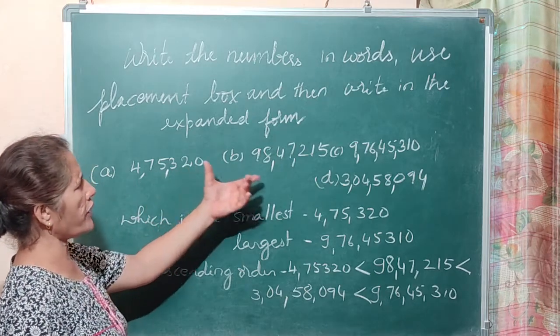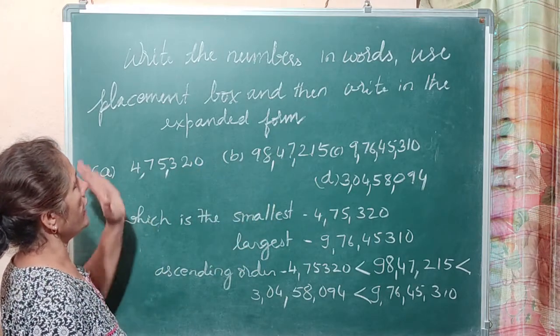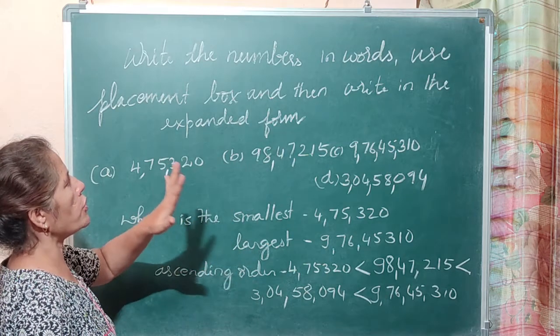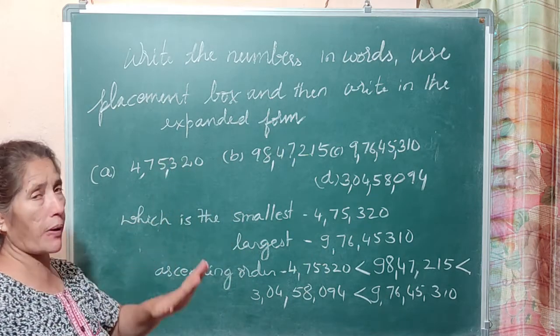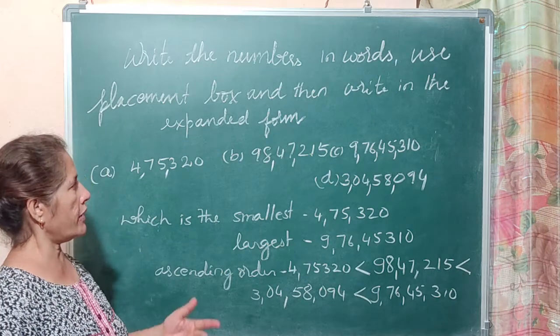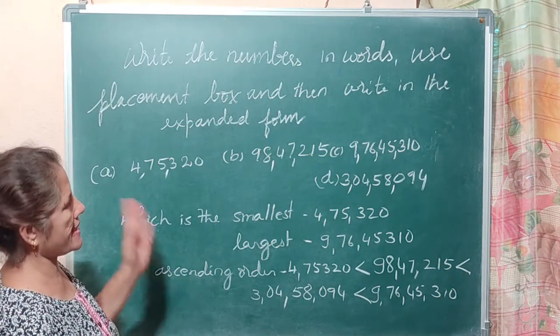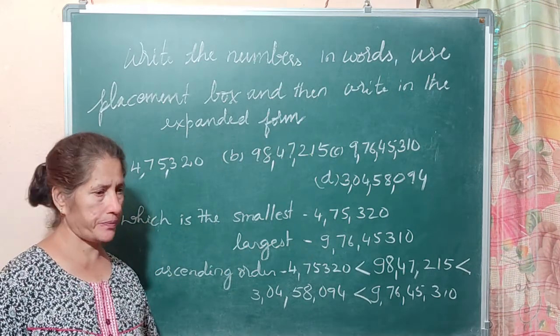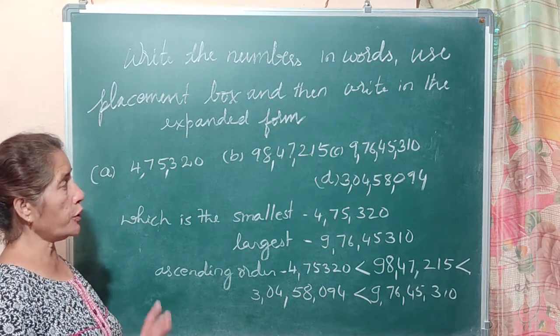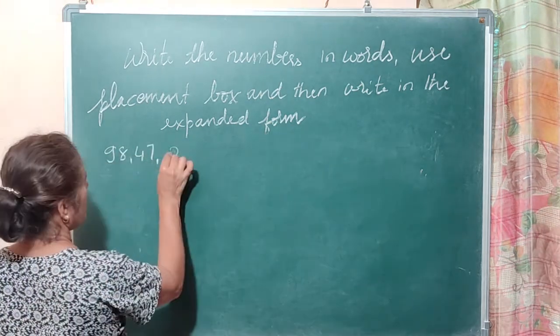Now, out of these, two we will write down in words, use the placement box and write in the expanded form, so you will understand better. We'll do B and C.